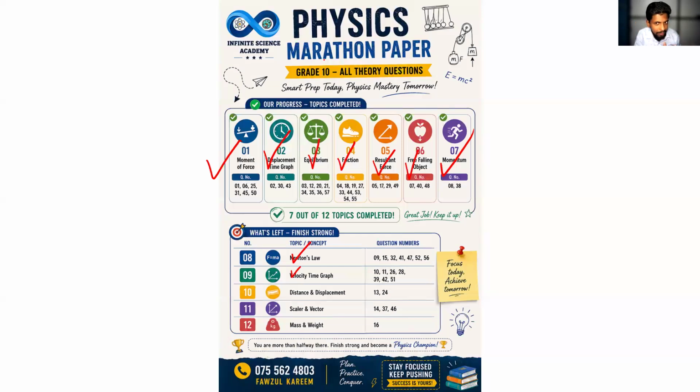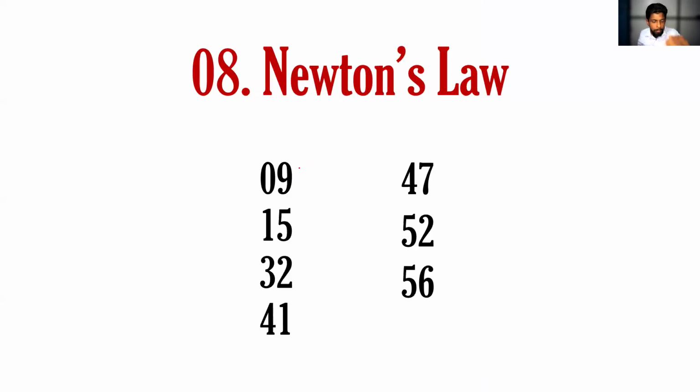Last class, within our 4 sessions, we had discussed 7 parts. Today we are going to discuss our 8th part, that is Newton's law. And we have also discussed the velocity time graph, that part is completed. Today we start section number 8, Newton's law. These are the questions: question number 9, 15, 32, 41, 47, 52, 56. These are the questions related to Newton's law.